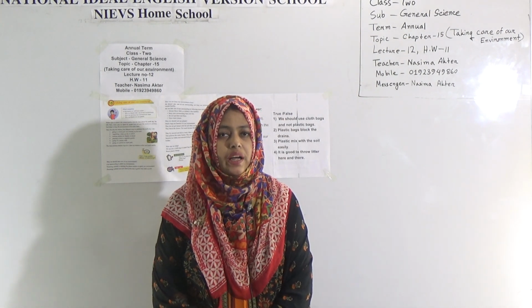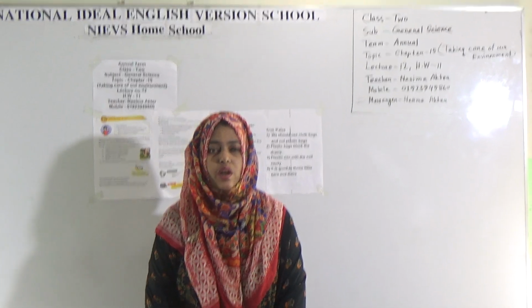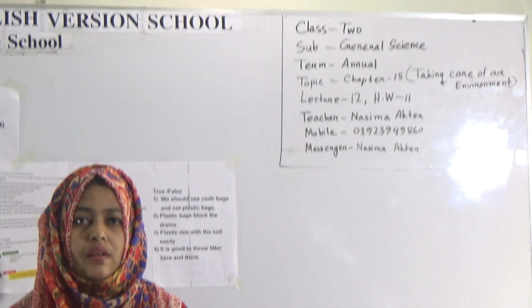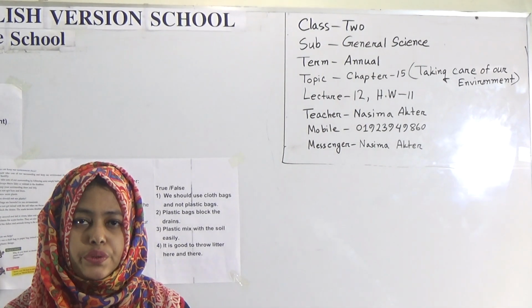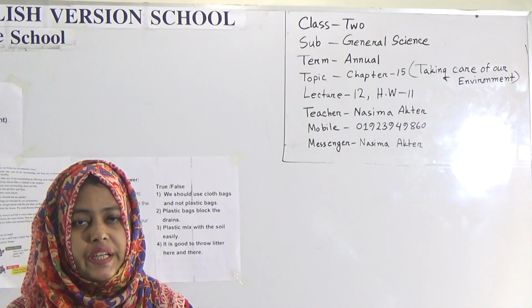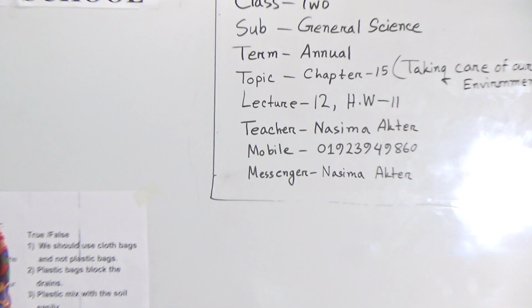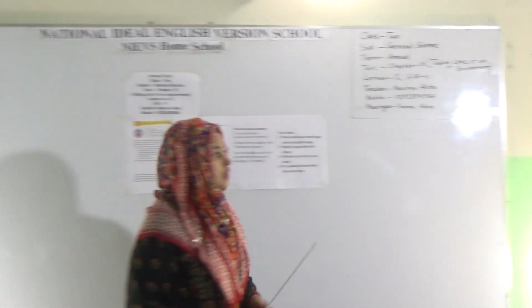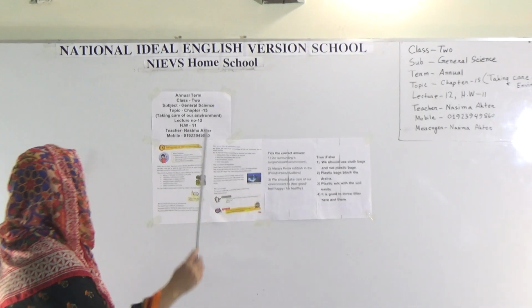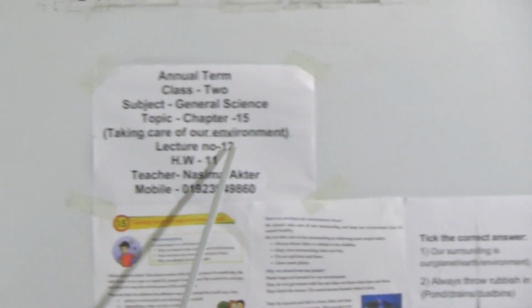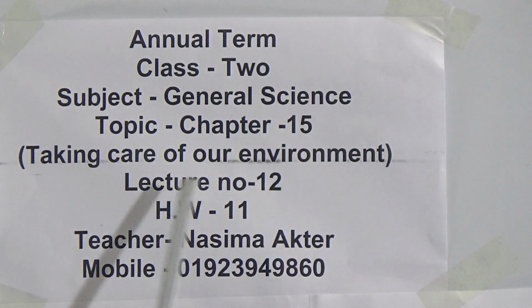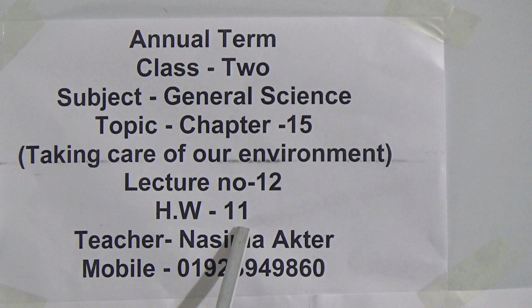Dear student, today I am going to take a general science class for class 2 students. Our today's topic is chapter 15. The name of our today's chapter is taking care of our environment. Let's see today's topic. This is chapter number 15, taking care of our environment, and this is lecture number 12. I will give you SW. Our SW will be number 11 SW.